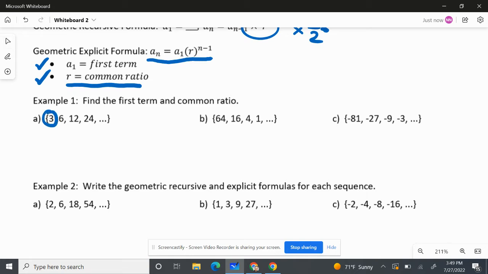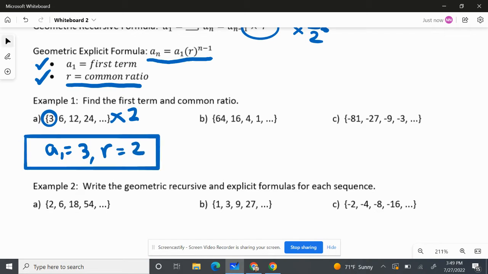Our first term, obviously, is whatever number comes first. So a sub 1 equals 3. And our common ratio, notice that we're not adding or subtracting. What's happening is that we're timesing it by 2. So that means that r is equal to 2. And so instead of putting a d, we're putting an r.